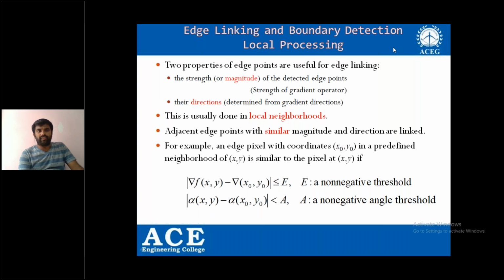Another one is that adjacent edge points with similar magnitude and direction are going to be linked. So how do you check? That is, the gradient of f of x comma y and the gradient of f of x naught comma y naught, and these two values are going to be compared. If the difference is less than the expected threshold, then you can say these two belong to the same edge or same boundary, right?